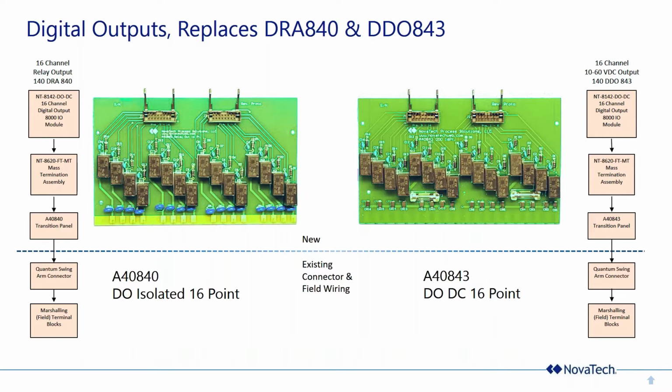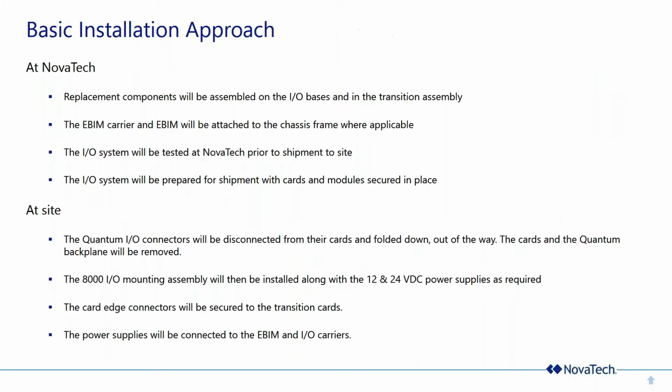There are a lot of different I/O modules. We have boards designed and prototypes made for the most common ones used by our customers. And we have to do an inventory as part of that site survey, find out exactly what boards you have, verify that we have transition boards available to meet that. And if not, look at either designing them or substituting with something else. The basic installation approach is kind of similar, in that we assemble things on an I/O basis and test as much as possible in the factory before shipping.